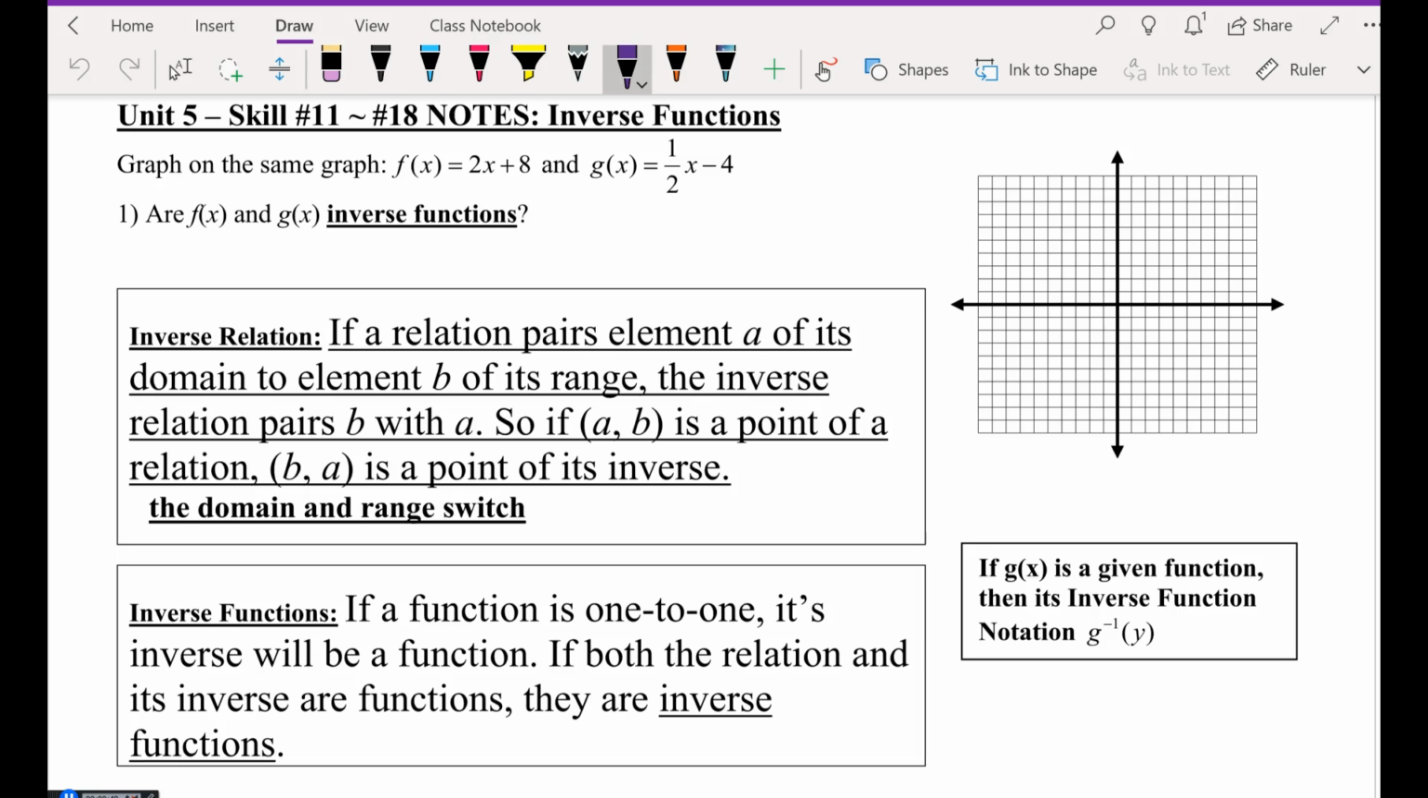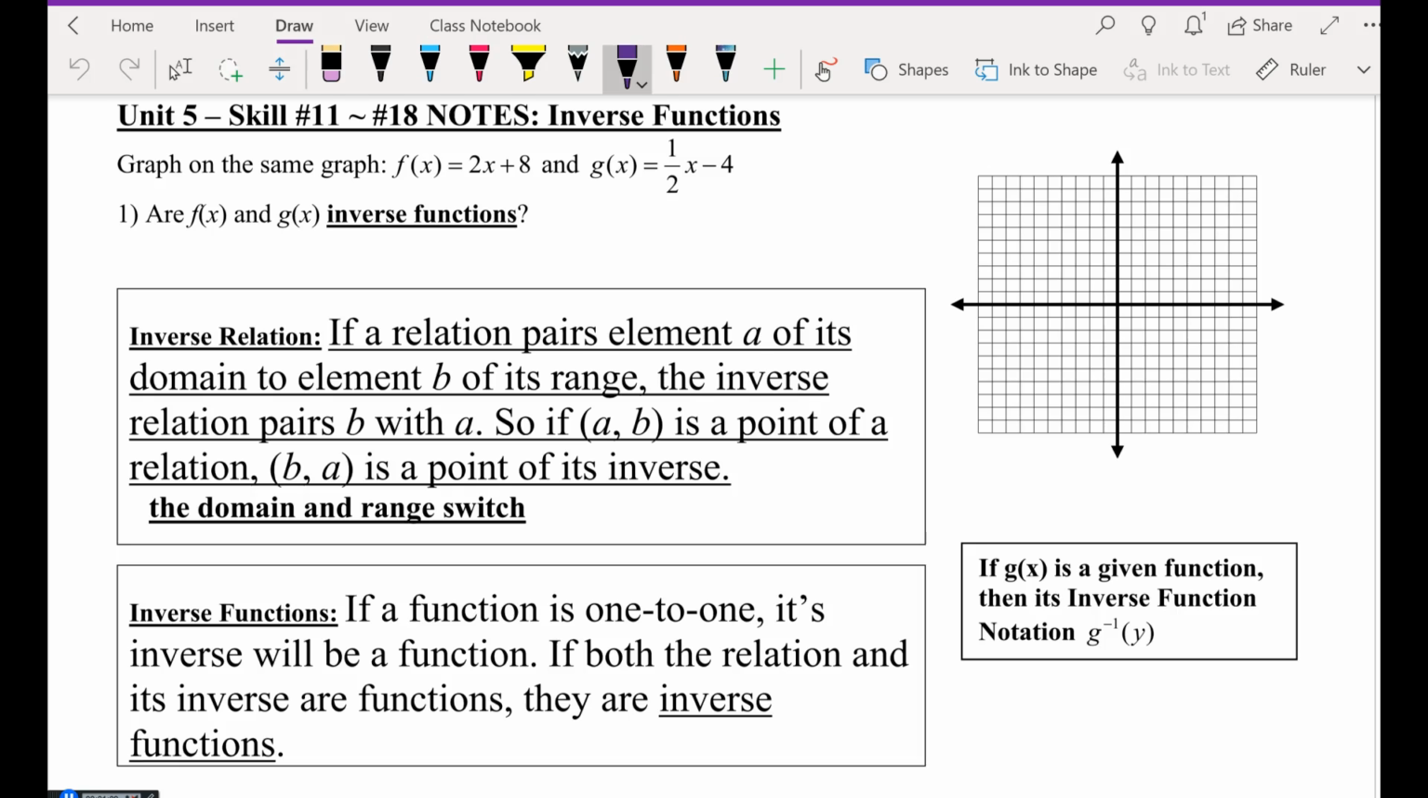Can you please help me read the inverse relation definition? It's not here. So Grace, can you help me read the definition of inverse relation? If a relation pairs element A of its domain to element B of its range, the inverse relation pairs B with A. So if (A, B) is a point of the relation, (B, A) is a point of its inverse. The domain and range switch.